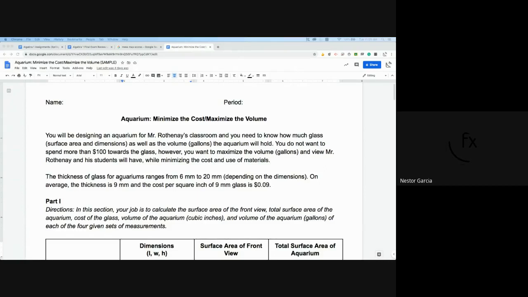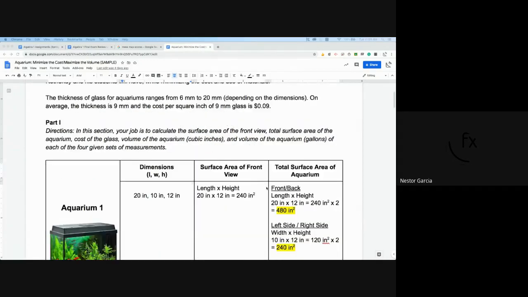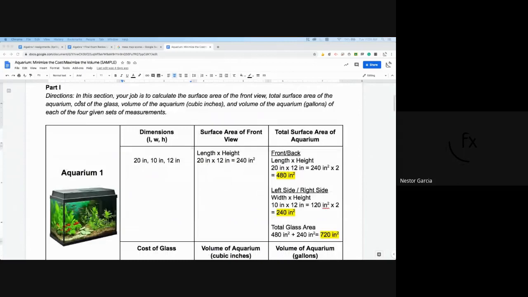The thickness of glass for aquariums ranges from 6 millimeters to 20 millimeters, depending on the dimensions. On average, the thickness is 9 millimeters and the cost per square inch of 9 millimeter glass is 9 cents. Now let's go ahead and begin part 1.